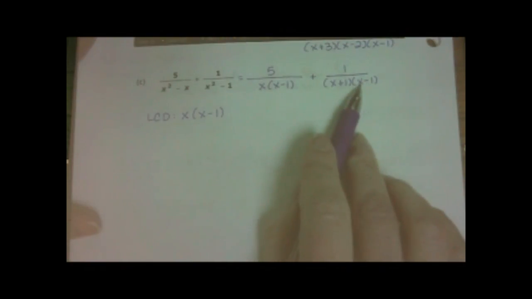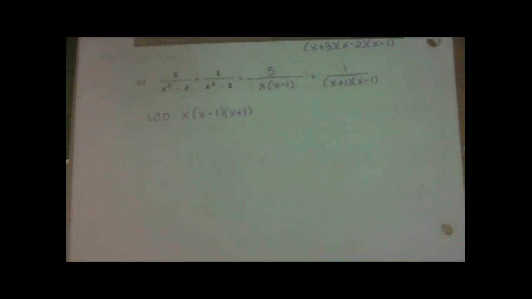Okay, I need to find my LCD. So I'm going to look at these here. First of all, I have an x. I'm going to need an x then. And I've also got an x minus 1. Now this one also has an x minus 1, but I only need one of them because I have one here and one here. And the highest number of them that any individual fraction has is just 1. So I only need one in my LCD. But I'm also going to need an x plus 1.